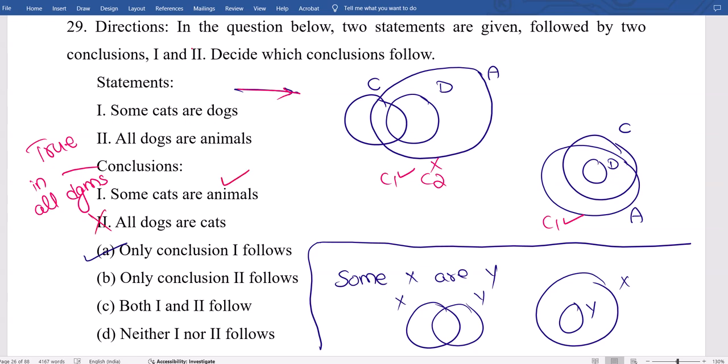We have to draw the diagram with respect to the statement. Multiple diagrams you can draw, but your conclusion must be true in all diagrams. Here it failed in the first diagram only. So second one is correct, sir? Okay, I agree. Second one, all dogs are cats, is correct in the second diagram. But it should be true in all diagrams. I repeat, a conclusion must be true in all diagrams. Second one failed here. It's not true in all diagrams.